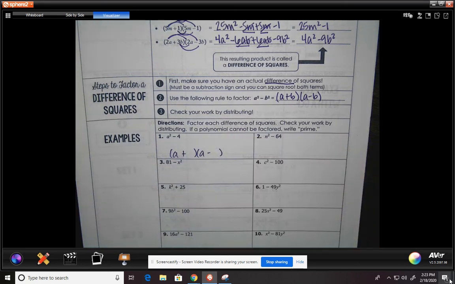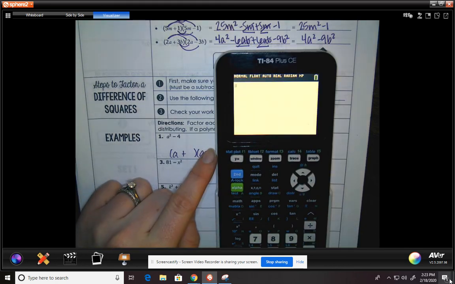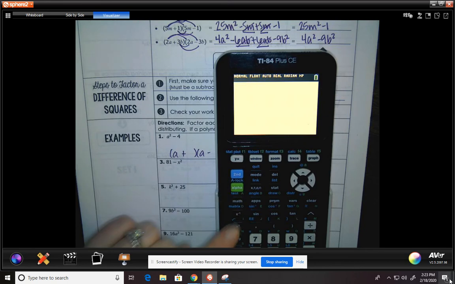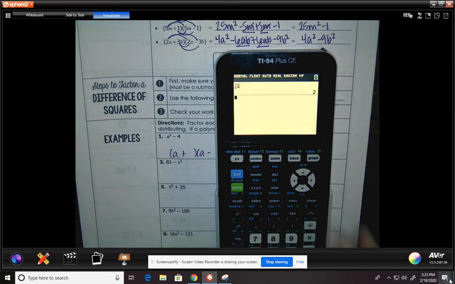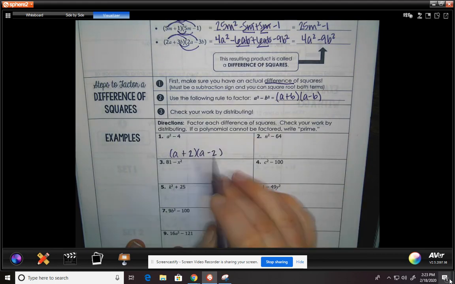Now, for the 4, here's what you can do in your calculator. If you don't know what it is, you're going to press second x squared to get the radical and then put 4 in. And you get 2, so the square root of 4 is 2, so then I would have a plus 2 and a minus 2.